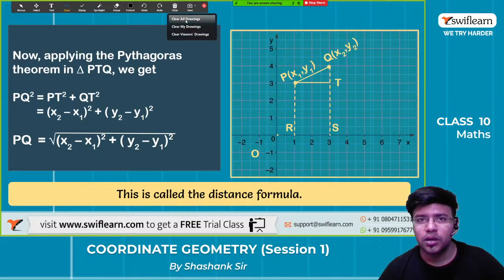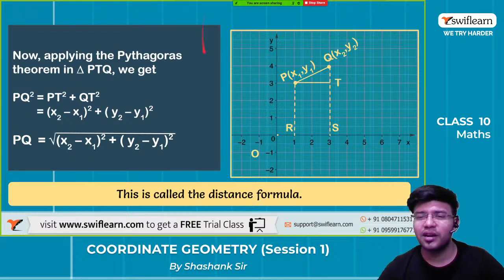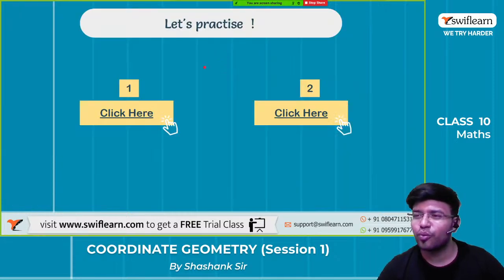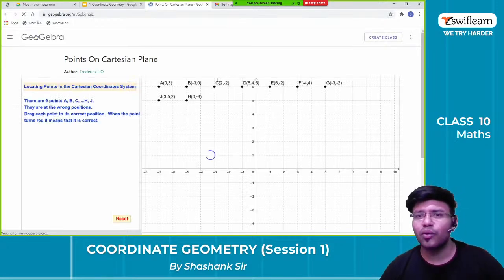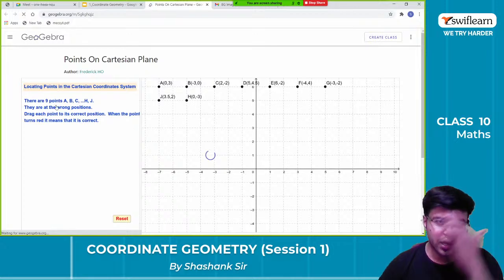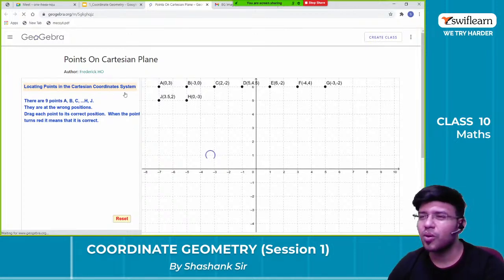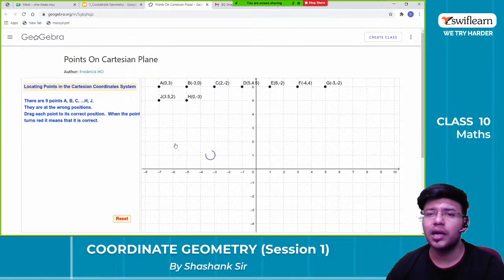Now with this formula derived, let us try to solve a few problems. Are you guys ready? Okay, let us solve these few problems. What is the question asked? Locating the points on the Cartesian coordinate system. There are 9 points A, B, C, D, E, F, G, H and J. We need to locate these on the Cartesian plane. We need to drag and locate.